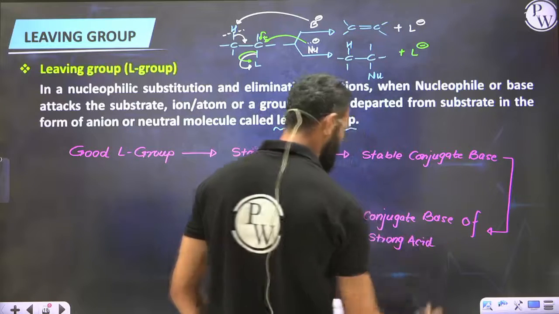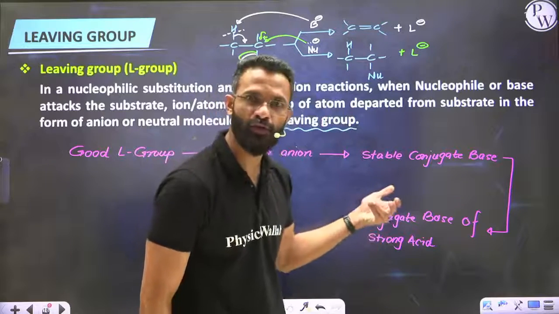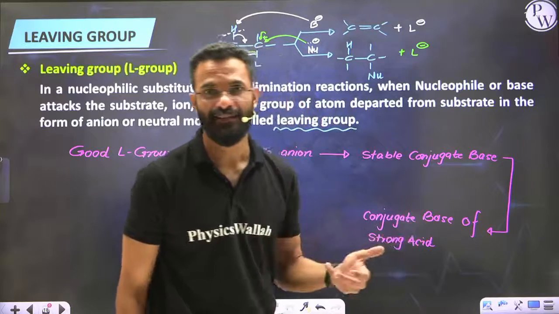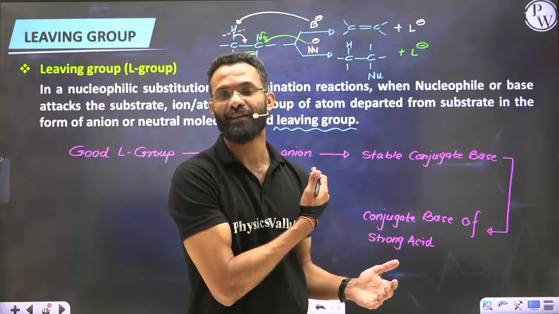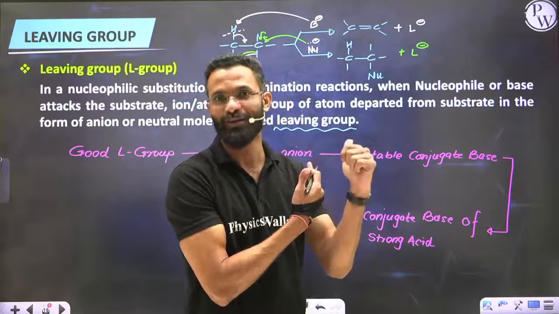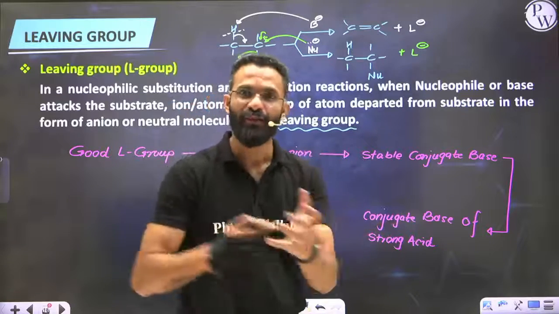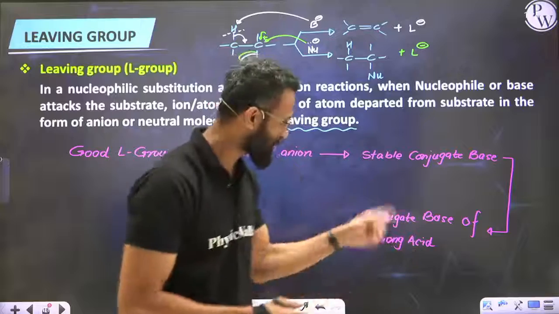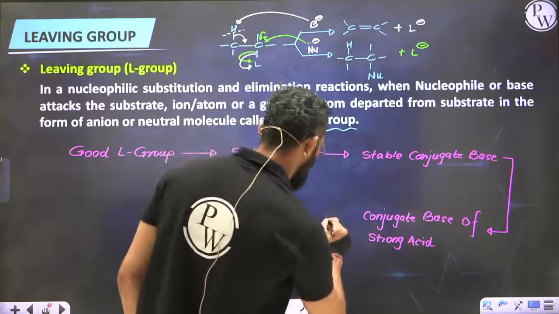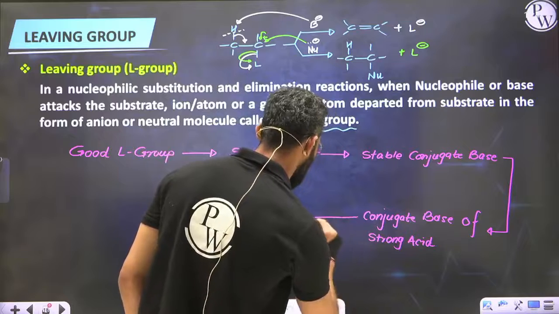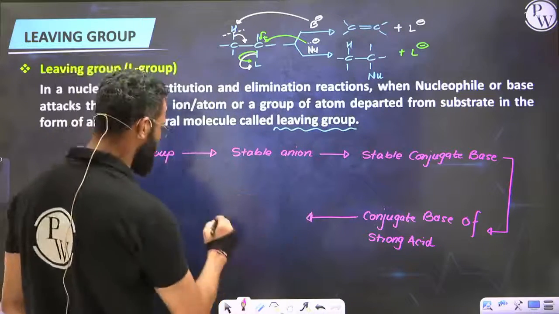And guys, if acid is stronger, then its conjugate base is always what? Weaker, isn't it? If acid is stronger, its conjugate base is weaker. Just now we saw this when we were thinking about the order of basic strength in the nucleophilic order. Stronger acid's conjugate base is weaker, weaker acid's conjugate base is stronger. Right now we are talking about the conjugate base of strong acids. So the conjugate base of a strong acid is always what? A weaker or a poor conjugate base.